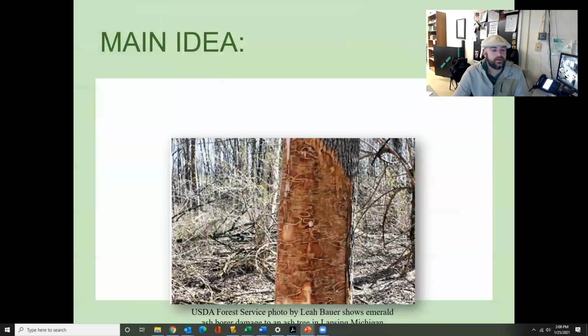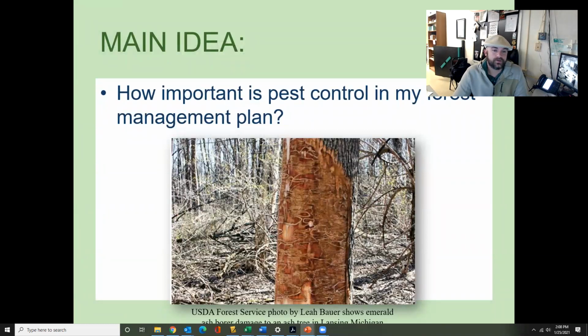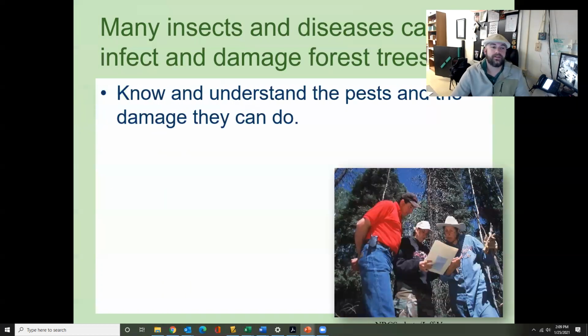Today we're going to talk about managing forest pests and diseases. So our main idea here: how important is pest control in my forest management plan? If you take a look at the picture of the tree here that's been getting eaten away, you can see that it's been attacked by the emerald ash borer. These are pretty terrible. They've actually ravaged pretty much the entire ash tree population in the United States at this point. So let's move into it.